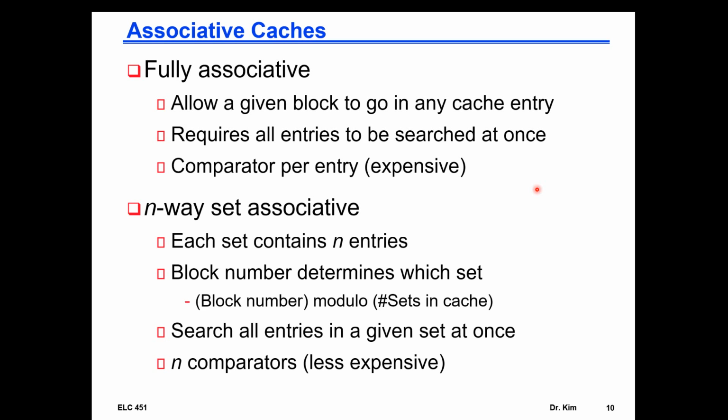Now, n-way associative. N-way set associative refers to where we restrict the number of blocks in the cache to which a block in the lower level can map to a fixed number. And normally it is a power of 2. So we can have 2-way set associative, 4-way, 8-way, 16-way, and so forth, 32.